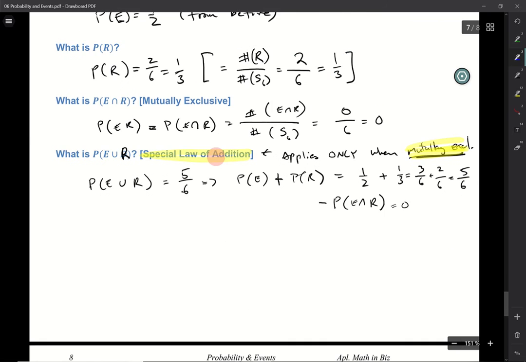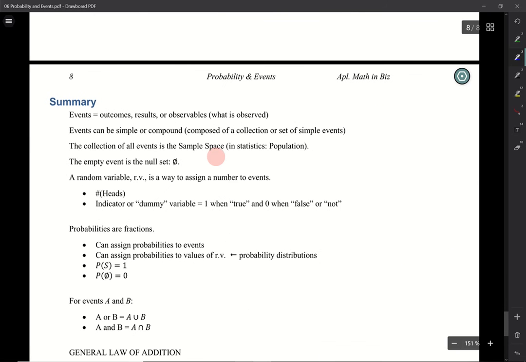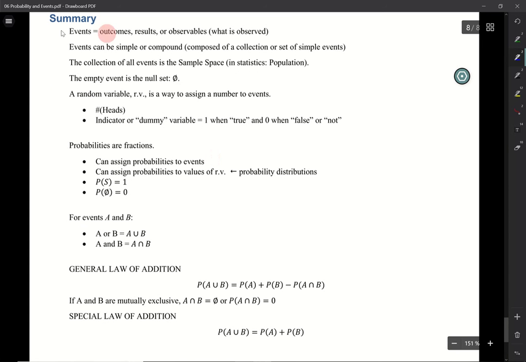Okay, so I think that's about it. Brings us to the end. We looked at events, outcomes, observables, what's observed. Events can be simple or compound. We looked at some examples. The collection of all the events is a sample space. In statistics, it's called the population, so the total thing. There is an empty set, which is useful to think about, also called the null set. A random variable is a way to assign numbers. And we'll be coming to that soon.